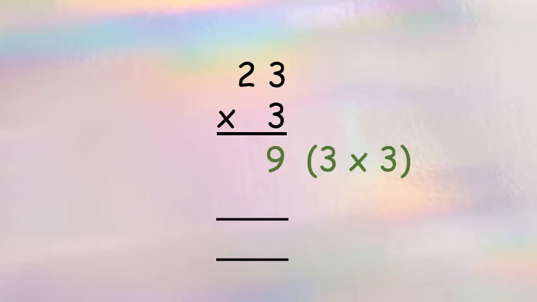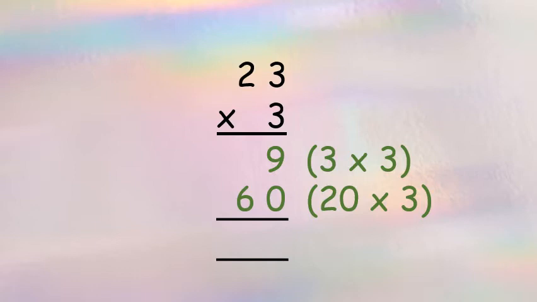The next thing that we would do is to multiply the tens number and create the calculation 20 times 3. And write that in the line underneath. 20 times 3 equals 60. The final step that we then make is to add together 9 and 60 to give us the final product of 69.